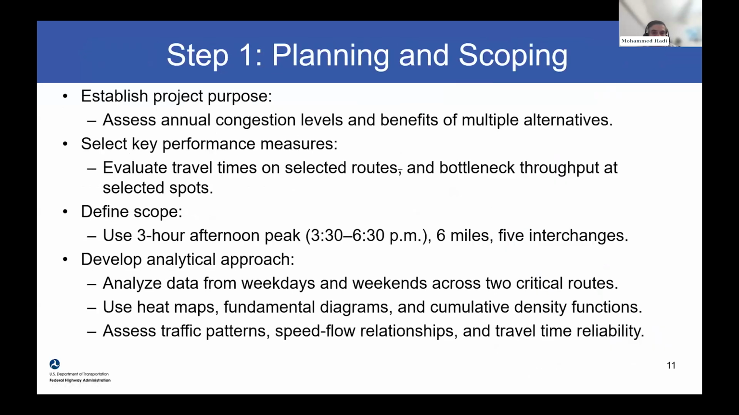Again, we look at the whole year, we want to look at the congestion variation and the benefit from applying alternatives using the methodology, TAT Volume 3 methodology. The key performance measures are travel times on the main line and the on-ramp, which both back up due to the weave area, and the bottleneck throughput at both the ramp and the freeway main line.